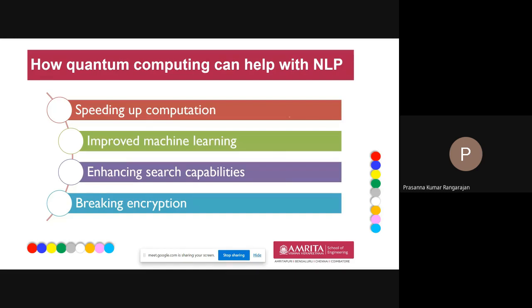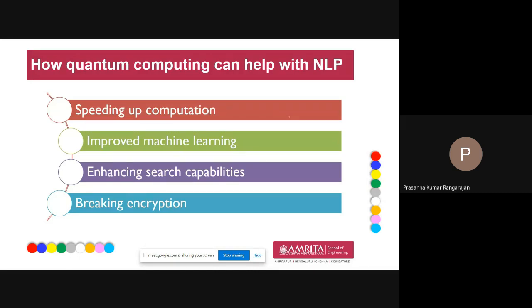Now, by introducing you to what NLP is, what the applications are, what quantum computing is, and how a quantum gate is developed using this superconducting concept, now we go for how quantum computing can help with NLP, which is very important. QNLP, or quantum NLP, is an emerging field in AI particularly. It actually combines the principles of quantum computing with natural language processing.